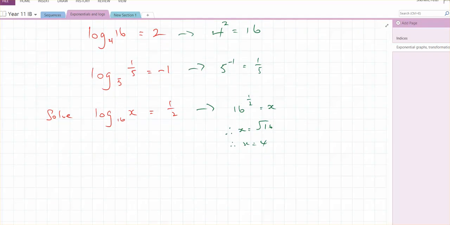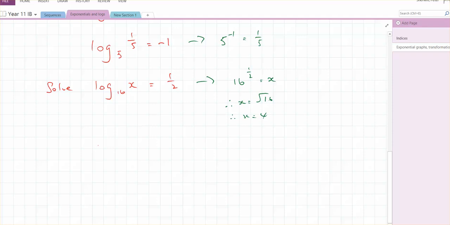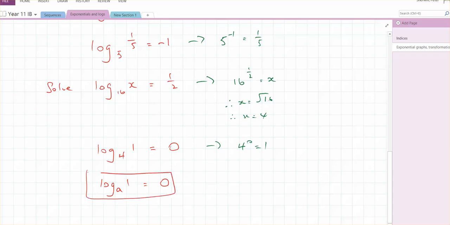Just looking at a couple of other examples before we finish up on this video. What is the result of log 1 to base 4? Well, 4 to the power of what gives us 1? Well, that's 0, isn't it? So in fact, could we generalise here? That's saying 4 to the 0 equals 1. Could we say that log of 1 to any base will be equal to 0, since a to the 0 is equal to 1? Well, that is correct. So we could say that, and we will do so.